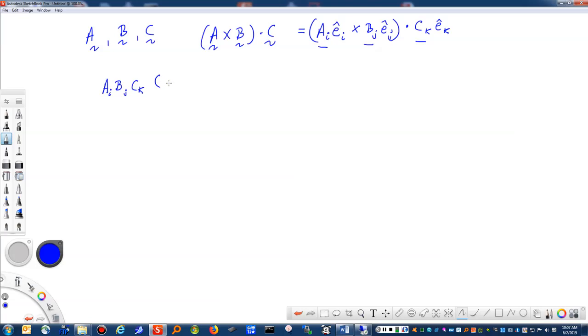All right. Now we have e-hat_i crossed with e-hat_j dotted with e-hat_k. Now we do have a triple summation because we have 3 pairs of repeated indices. So there's an implied triple summation. We're still kind of getting used to this, so let me go ahead and write this down.